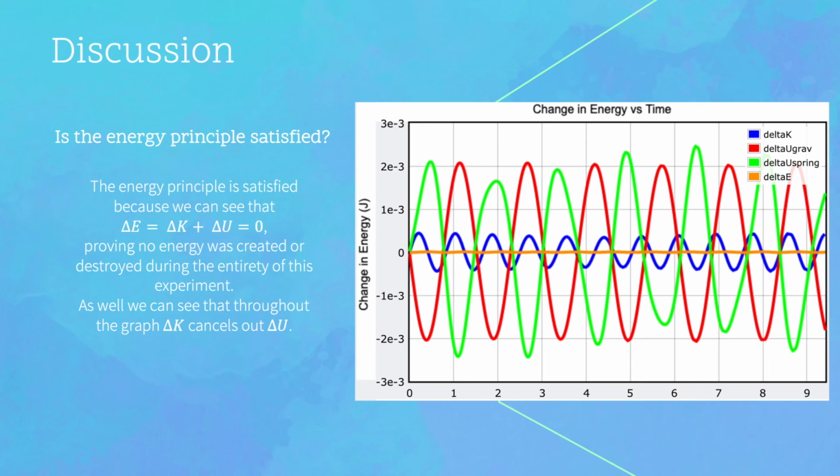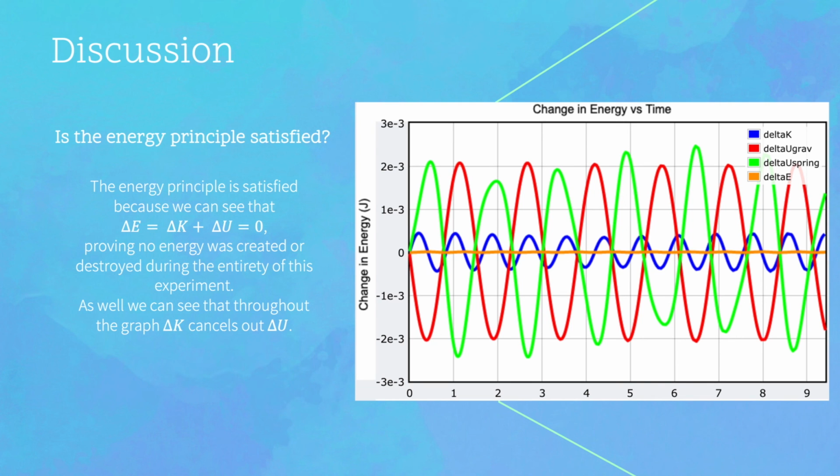Getting into the discussion of this lab, from this graph we can tell that the energy principle is satisfied because we can see that the change in energy is equal to the change in kinetic energy plus the change in potential gravitational energy, which equals zero. This proves no energy was created or destroyed during the entirety of the experiment. As well, we can see that throughout the graph, delta K cancels out delta U.